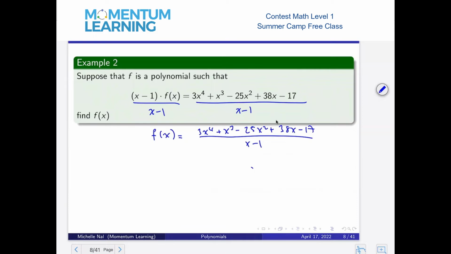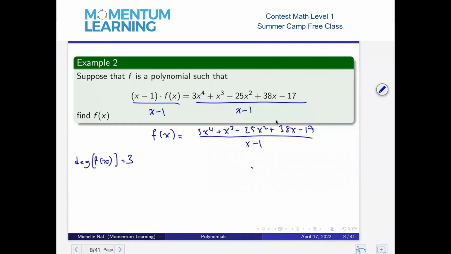We can see that the right-hand side is a 4th degree polynomial, and the left-hand side is x minus 1 times something, right? So that means for me to get a 4th degree on the right-hand side, the degree of f of x should be what? Because I'm multiplying by x, it should be x cubed, right? So we can say that the degree of f of x should simply be 3.